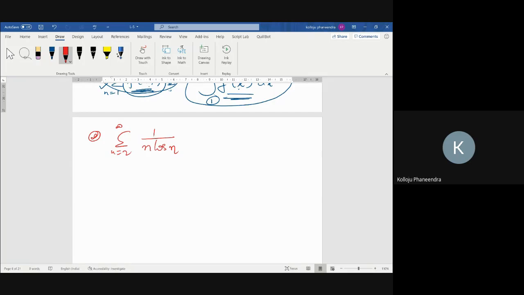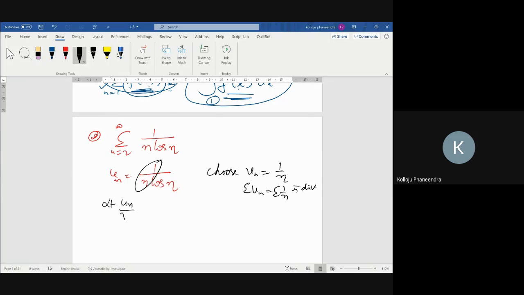Now the integral test. Okay. Now this is not a geometric series. This un equals what? This is 1 by n log n. It is not a geometric series, and not in the form of 1 by n power p. And coming to the comparison test, let me choose vn equal to 1 by n. Then sigma vn is a divergent series. But what is the limit of un over vn? This is 1 by log n after cancelling the 1 by n terms. The limit value is 0, but the series is divergent.